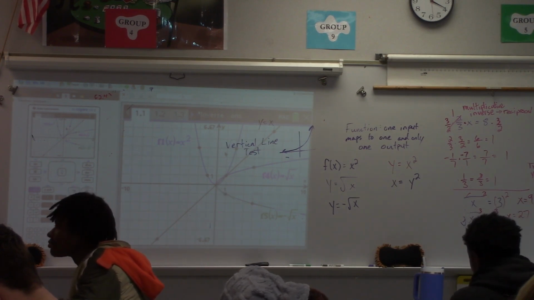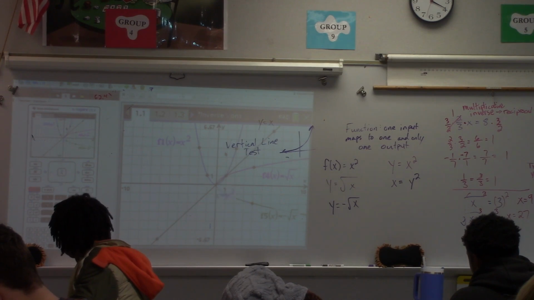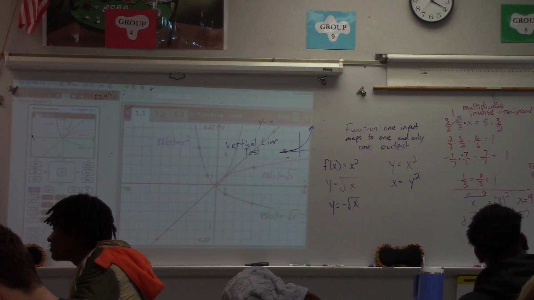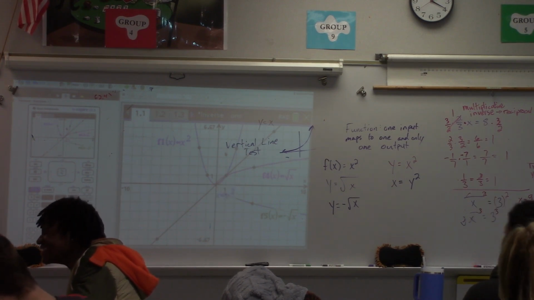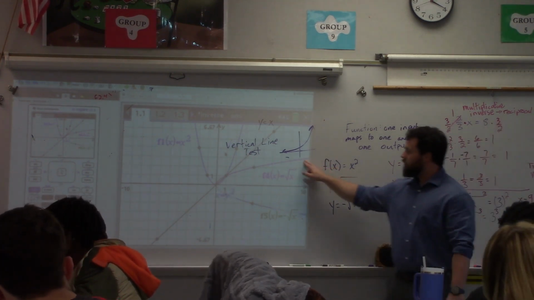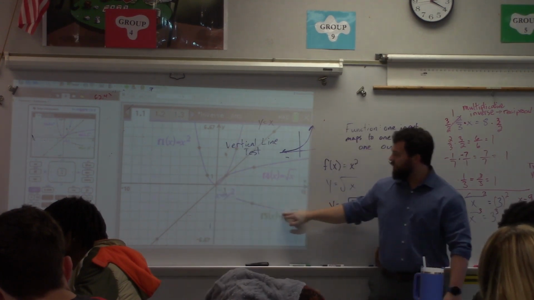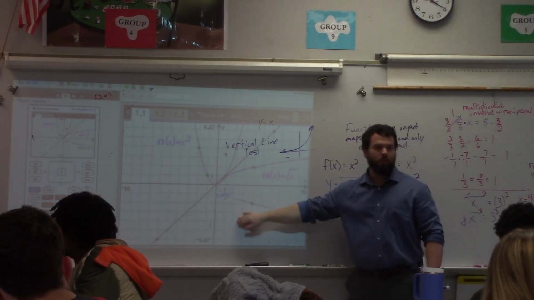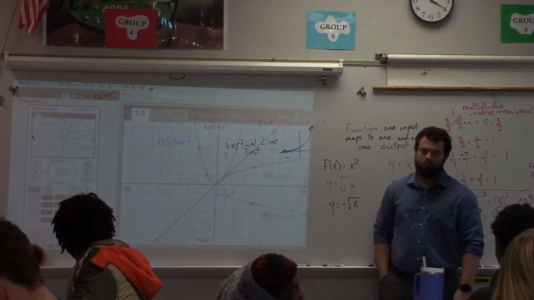Does it give me that horizontal parabola? Yes or no? Yes, Mr. Kenny. You see the blue there? So there was no blue, and now there is blue. You may not see it because it is exactly what we already had. It's just x equals y squared. They map to each other, right?